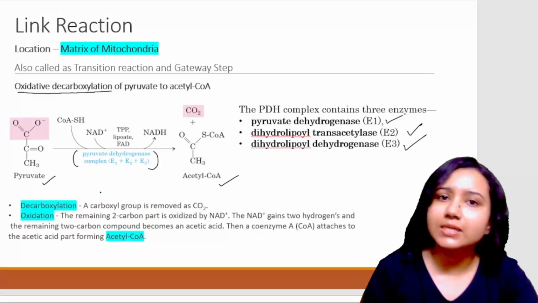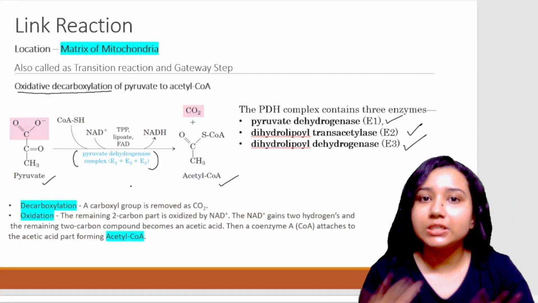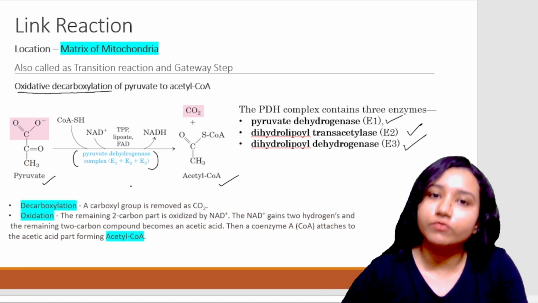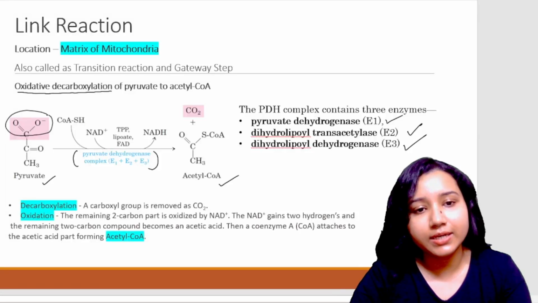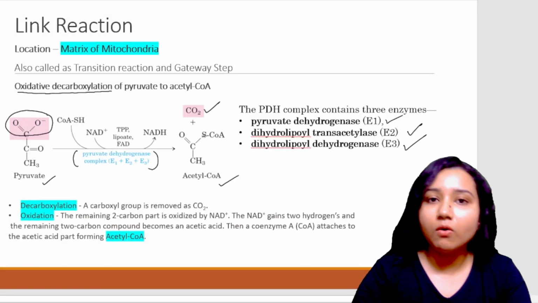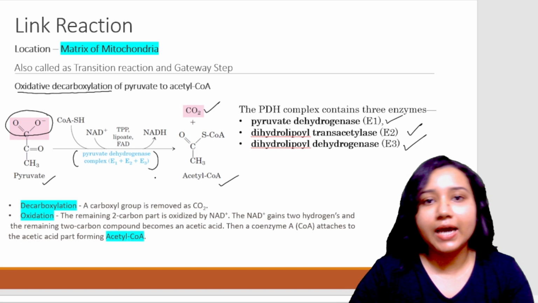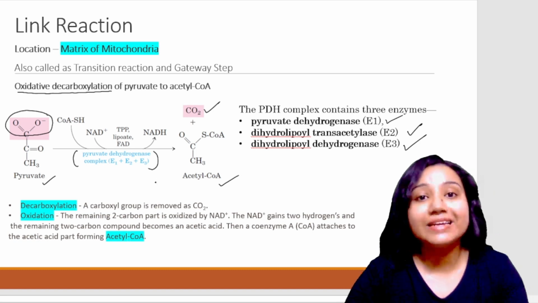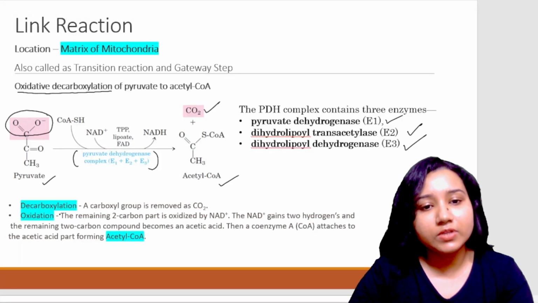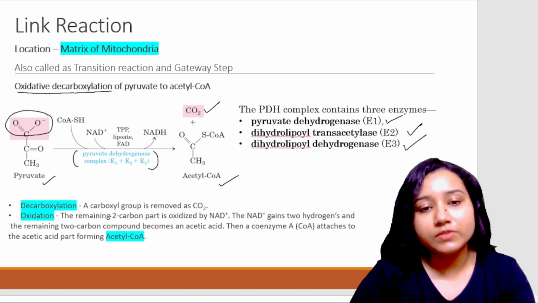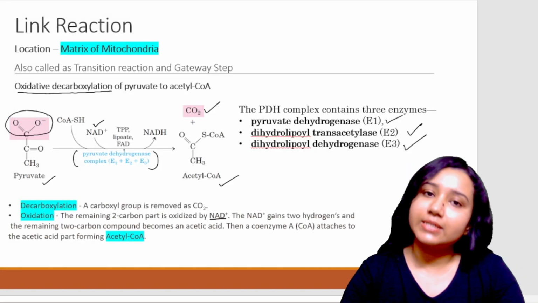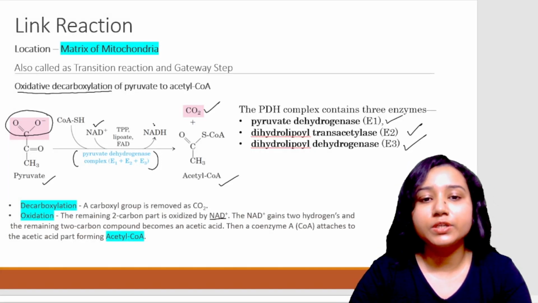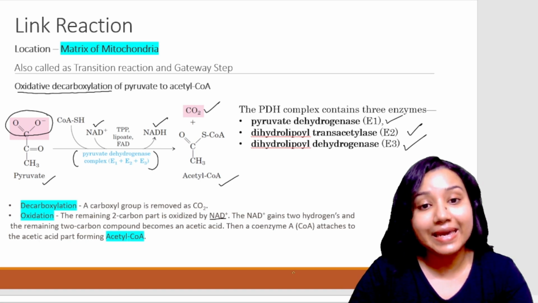So what is it? Oxidation and decarboxylation. Decarboxylation means removal of carbon dioxide, and yes, we can see that the carbon dioxide is being removed. Along with that, we will see dehydrogenation, because there will be reduction, right? So we will see oxidation, in that the remaining second part of the carbon is oxidized by NAD. So NAD+ is the oxidizing agent here, and it is going to be reduced to NADH, right?